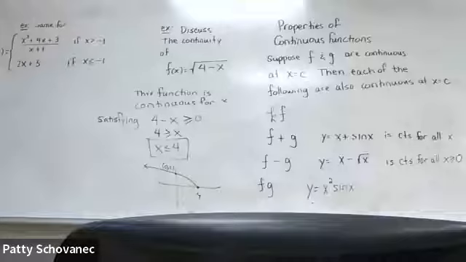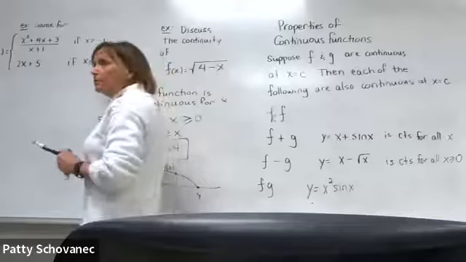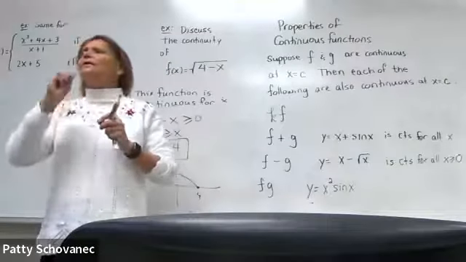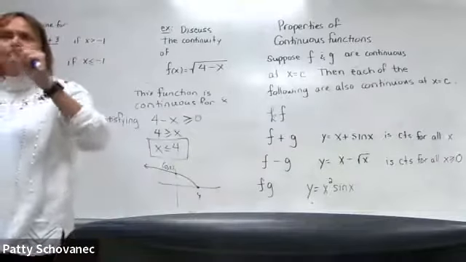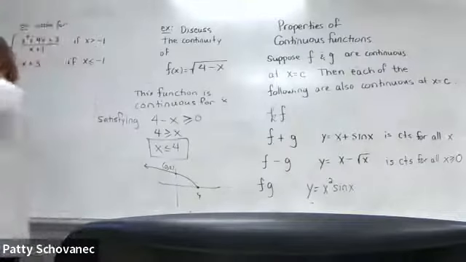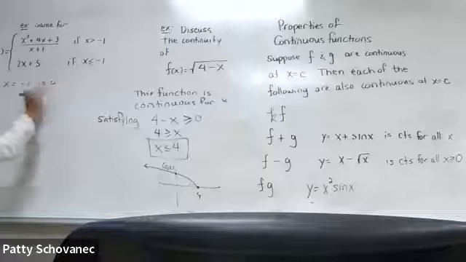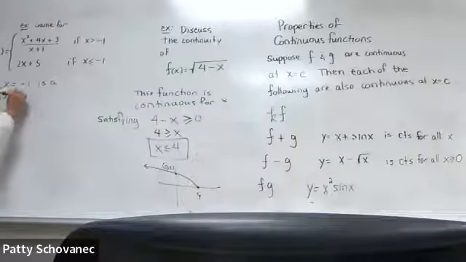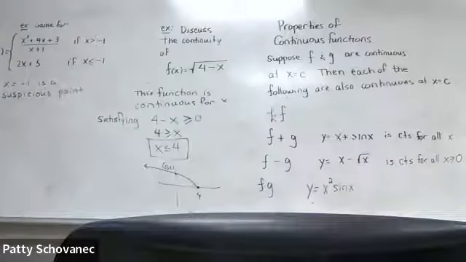There's our suspicious point. There is a value of x that makes the denominator 0. Where is it? At -1. And that's where it changes shape. So we're going to call x equal to -1 a suspicious point. And that's the only one at which this function is possibly not continuous. It's possibly a point of discontinuity.